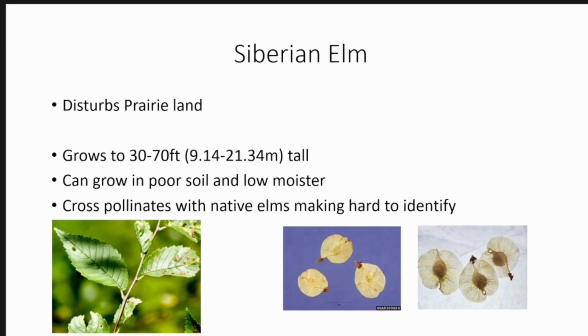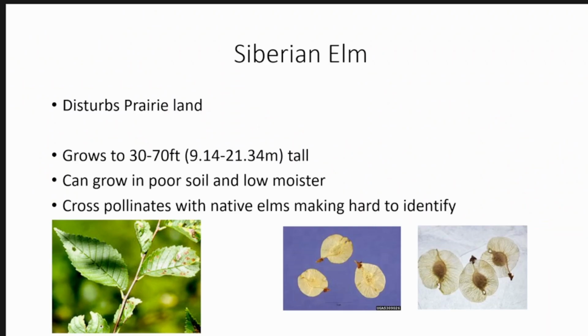Siberian elm disrupts prairie land and grows to tree height. It can grow in poor soil and lower moisture, just like in Siberia, and cross-pollinates with native elms, making them hard to identify. Right here, I have two pictures of seeds. One is a native one, and one is a Siberian elm. Try to identify the difference between the two, because I can't. I legitimately can't.